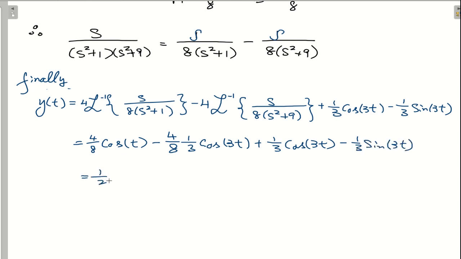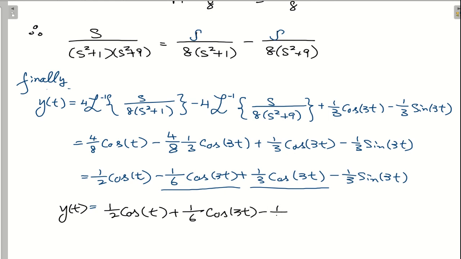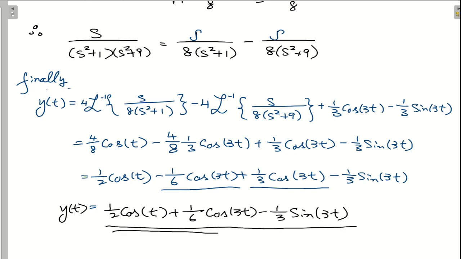So this one is half cosine t, and this one is 1/2 cosine 3t plus cosine 3t minus 1/3 of sine 3t. And then these two terms are similar. So the final answer is y(t) is equal to half cosine t plus 1/2 of cosine 3t minus 1/3 of sine 3t. And that is what we got from the Laplace transform, the function of y(t).